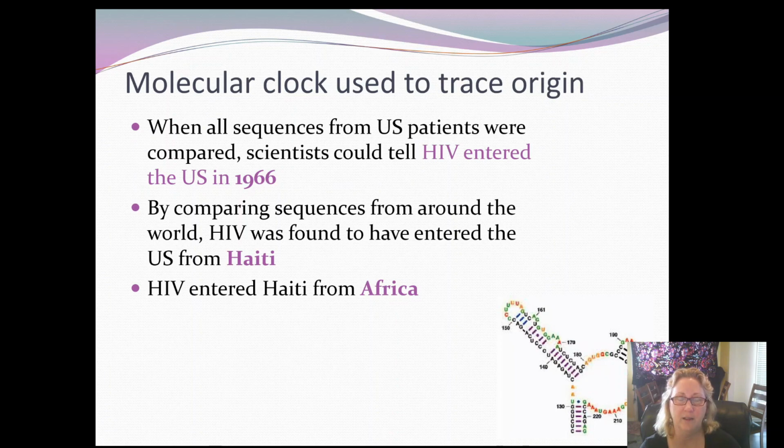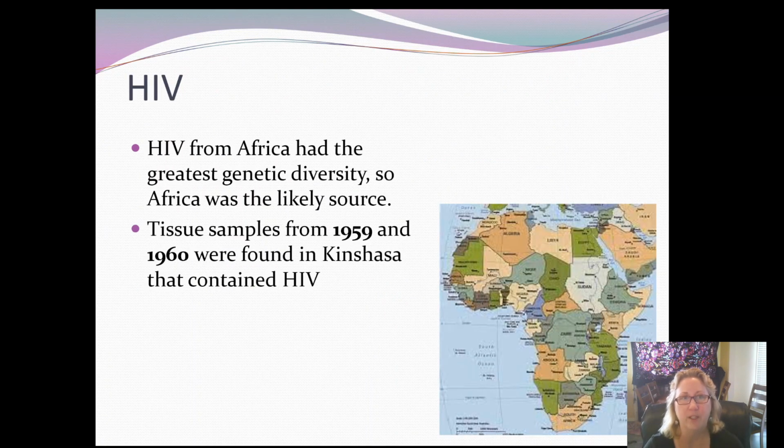When we compare viruses in Haiti to viruses around the world, the closest matches are in Africa. In fact, there are several reasons to think that Africa is the origin of this virus. So how do we know that? Okay, when they compare HIV viruses from around the world, HIV in Africa has the greatest genetic diversity. And for anything, wherever that organism has the greatest genetic diversity is probably close to where it originated. As things migrate around the planet, they lose genetic diversity.